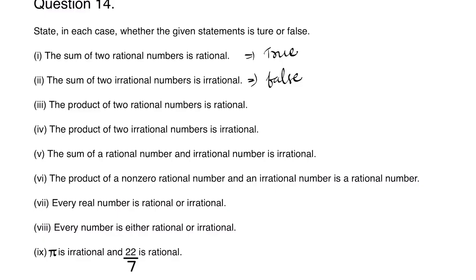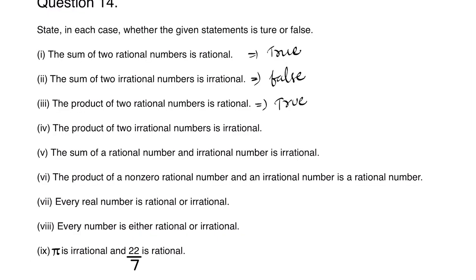Why? The sum of two irrational numbers may be a rational number. Now, the product of two rationals is always rational. Yes, it is always true. The product of two rational numbers is always a rational number. This is a property of rational numbers.